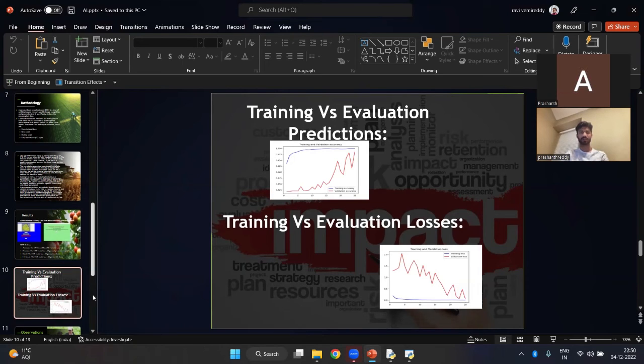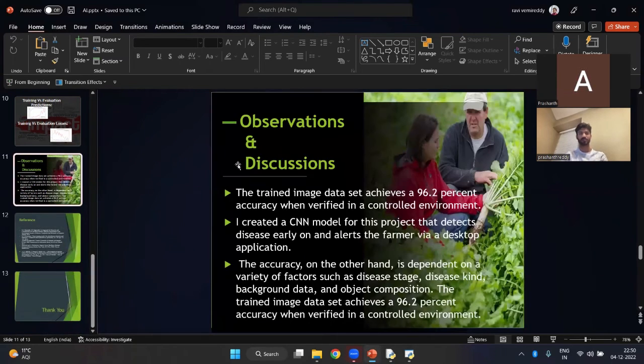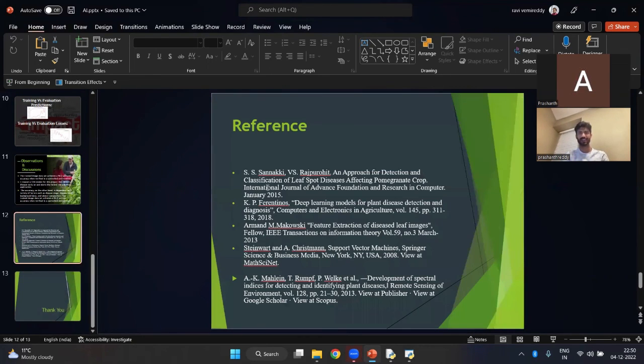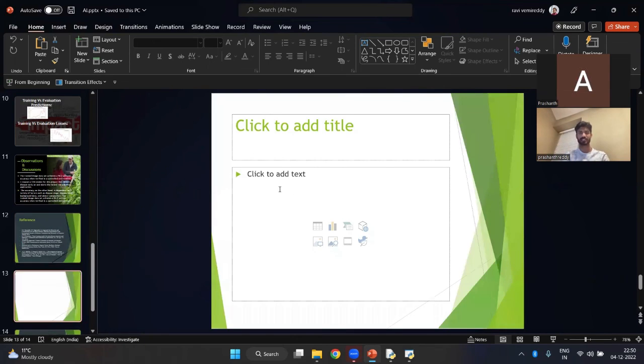Coming back to observations and discussions. As we already discussed, the trained images give almost 96% accuracy when verified in a controlled environment. That's why we have a CNN model in this project to detect diseases in leaves. And we took these things from these references.